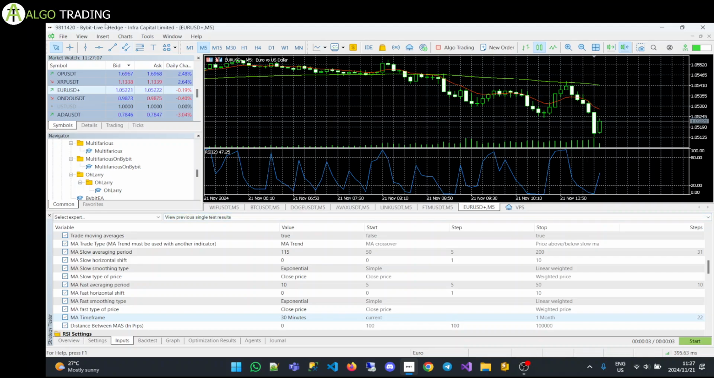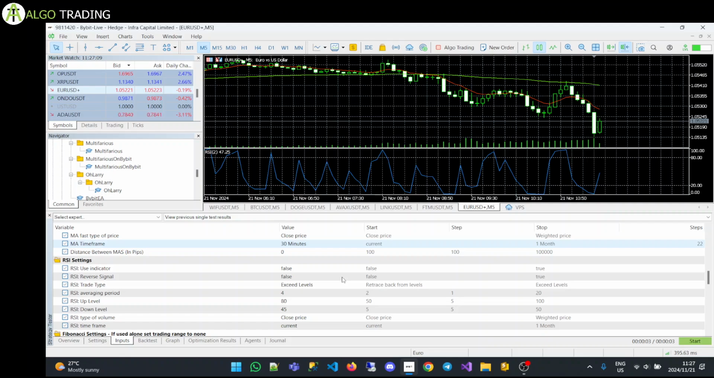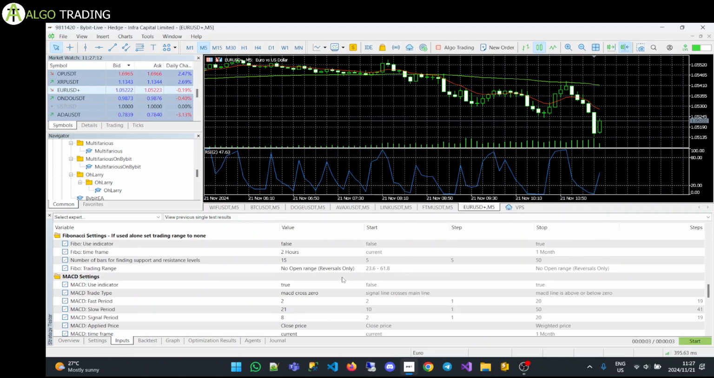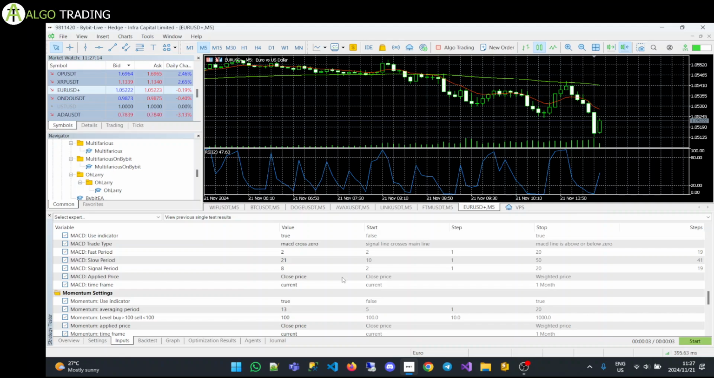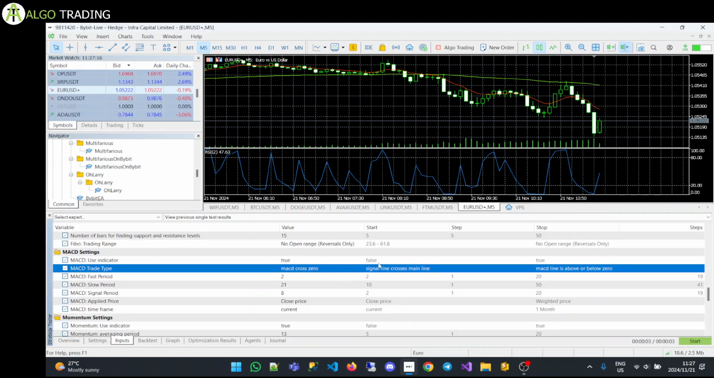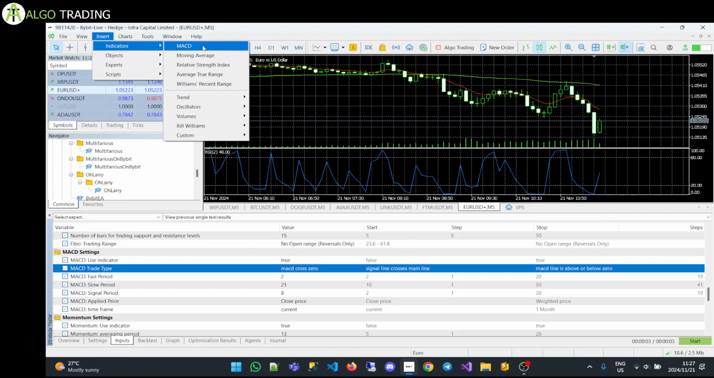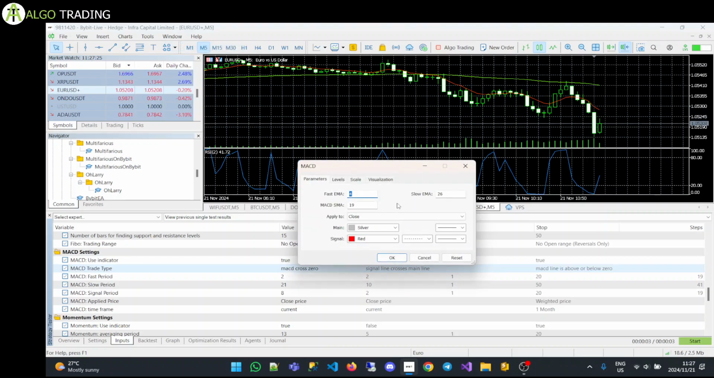And then we're going to plot the MACD. So let's go to our MACD settings. We're not using RSI in this one. We're not using the Fibonacci. We're using the MACD, so we're using the MACD cross strategy. So if I add the MACD to the chart, the settings are 2, 21, and 8.